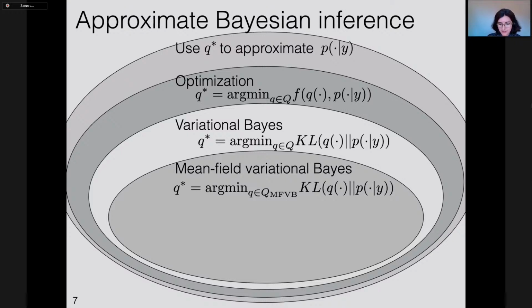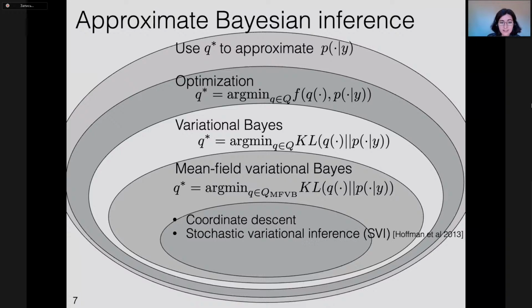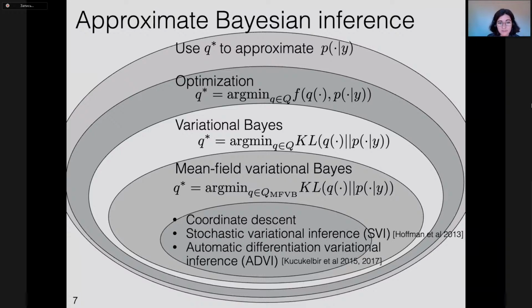Okay, so then finally, we have to solve this optimization problem somehow. And there are many ways to do that. These are just some examples. You could use coordinate descent. You could use what's known as stochastic variational inference. You could use automatic differentiation variational inference. I haven't defined SVI and I haven't defined ADVI. I'm just saying, once you have an optimization problem, you can use modern optimization machinery and you can get something out here. So this is just to say you can solve this optimization problem once you've set it up.